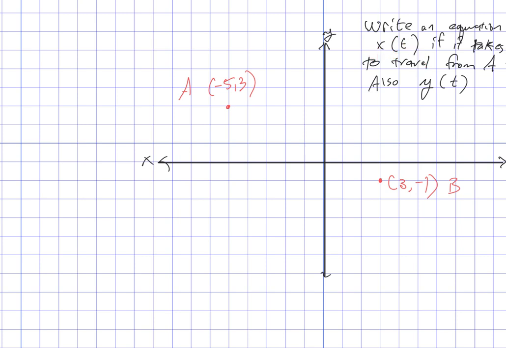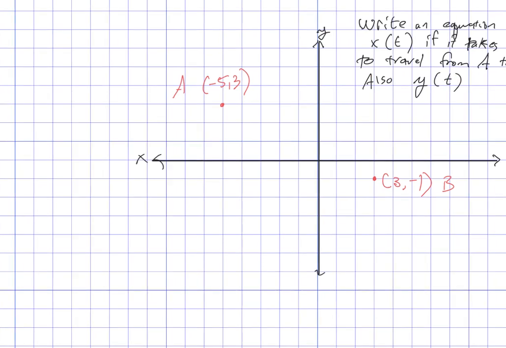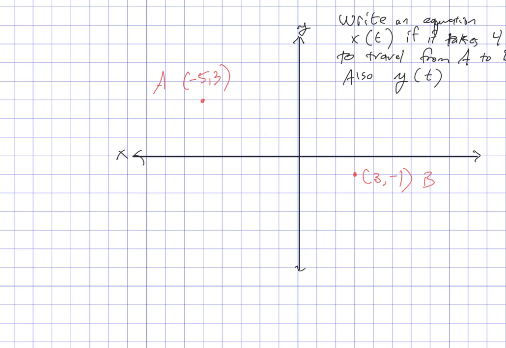We've done other equations in the past, like h of t, height with respect to time. So x with respect to time, if it takes 4 seconds to travel from A to B, and then we're also going to create an equation for y of t as well. So basically, I'm starting here. I'm going to travel from here to here in a straight line fashion for now.